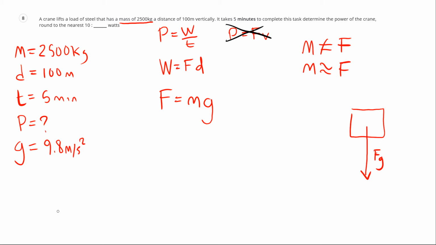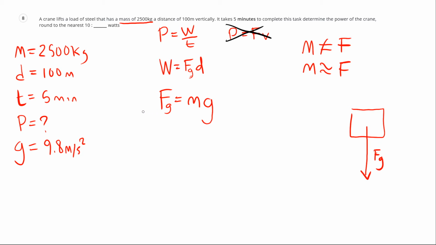Now, the question is, do I have all the information to start breaking down all these different formulas, starting from the bottom and going back up to the top? Look, I've got mass, I've got g. That's going to give me F sub g, which goes right here. I've got distance over here. Then I'll get work, and work goes up here. I've got time over here. That's going to give me power. It looks like I've got everything I need.